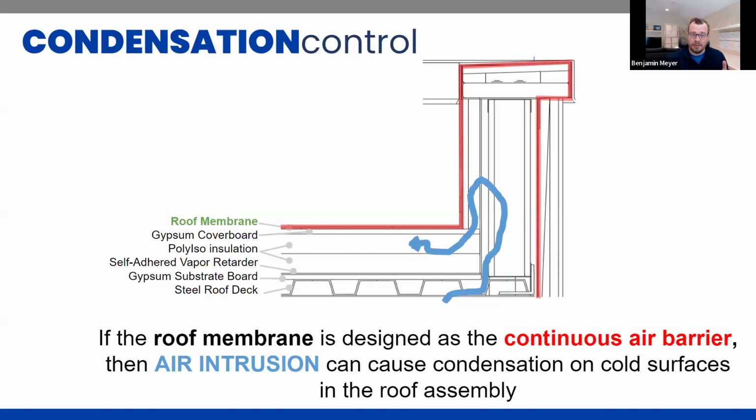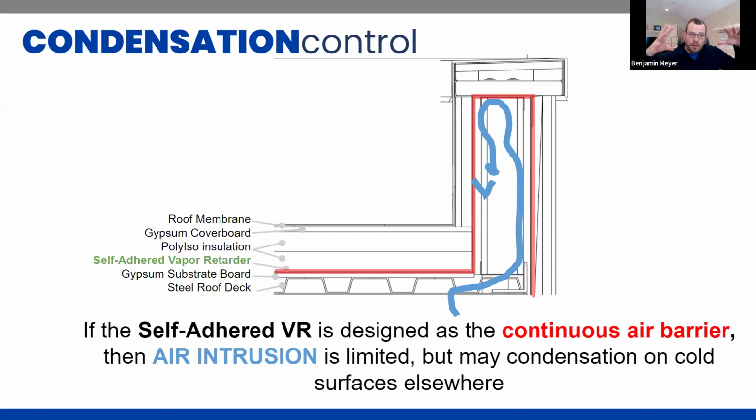So it can help. We're not getting bulk air coming from the inside or going to the outside, but we still have the ability for cold surfaces to be part of that moisture risk. Now if we move that air barrier down a little bit, so we use that self-adhered vapor retarder not just as a vapor retarder, but as part of the air barrier system, again we're not letting air pass that layer. It helps a little bit, right? We've moved it down, it's below the insulation, it can't really get past the insulation, but we still have the possibility for it getting up into our parapet.